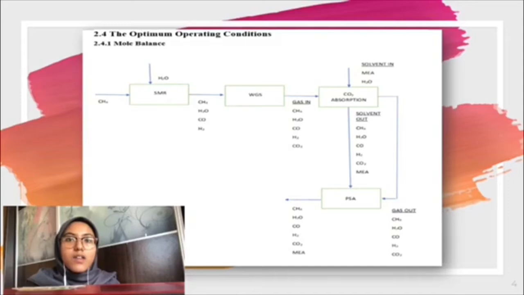In the first two units, we use them to enhance the production of H2, where we know that both units will produce hydrogen. The first unit supplies the steam, and the steam will react with methane to produce carbon monoxide and hydrogen. In water gas shift, it will also produce hydrogen by reacting carbon monoxide and water. In water gas shift, it will also produce carbon dioxide. So we need to have CO2 absorption in the third unit because we want to get rid of the CO2.